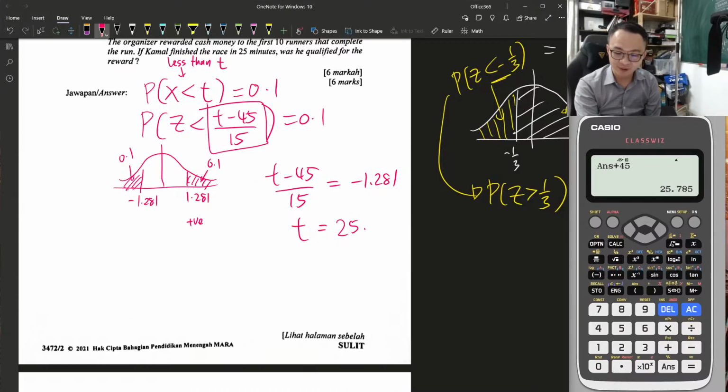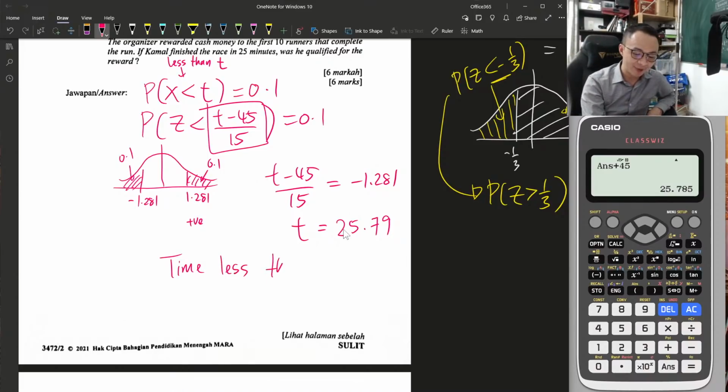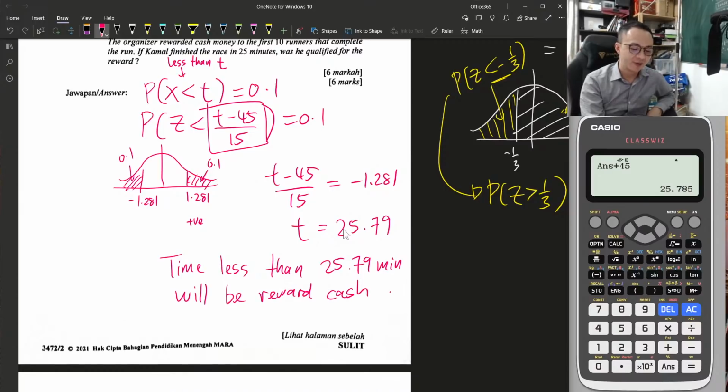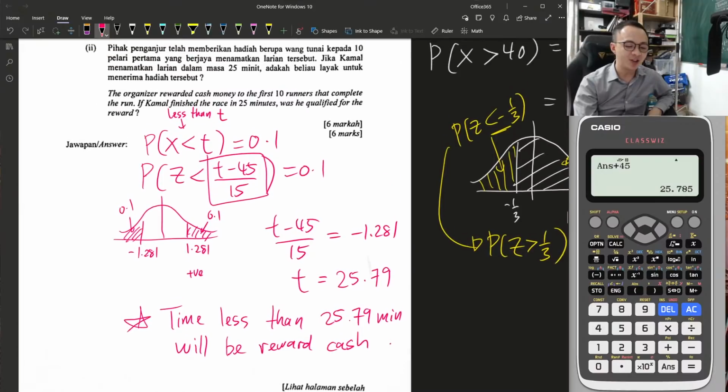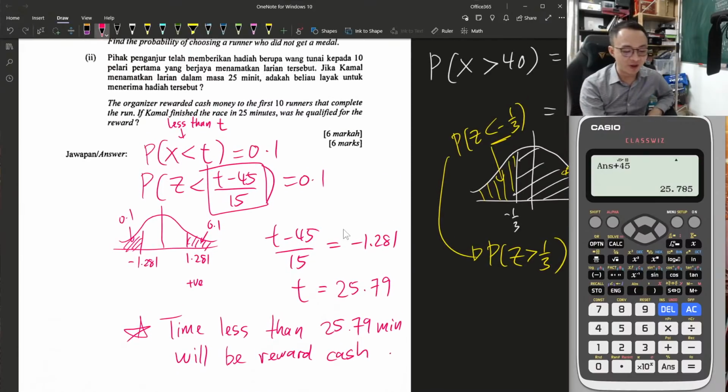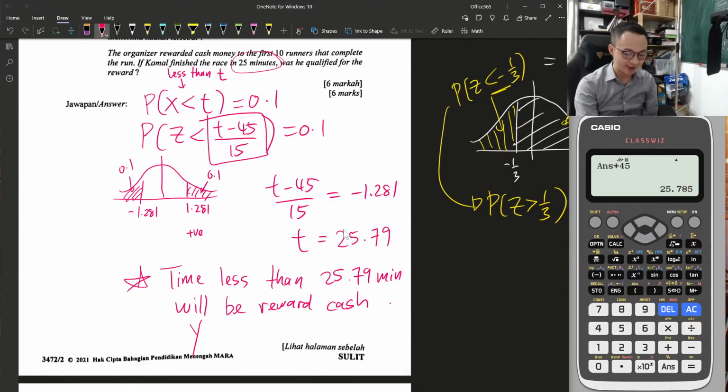So it's about 25.79. Whoever runs the time less than 25.79 minutes will be rewarded with cash. We reward cash. So yeah, this is based on our calculation. Then will Karma qualify for this reward? Yes, because Karma actually ran in 25 minutes, which is less than 25.79 minutes. So here, yes.